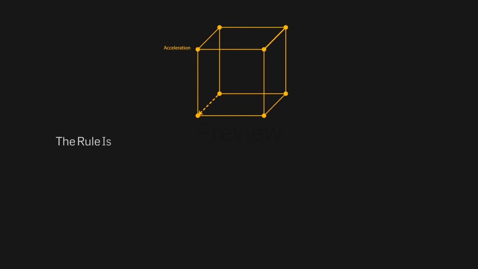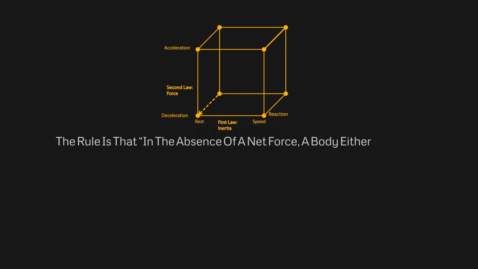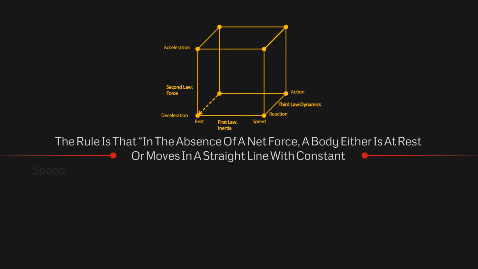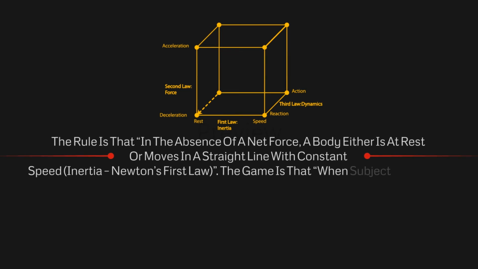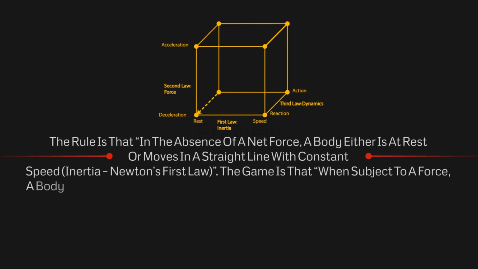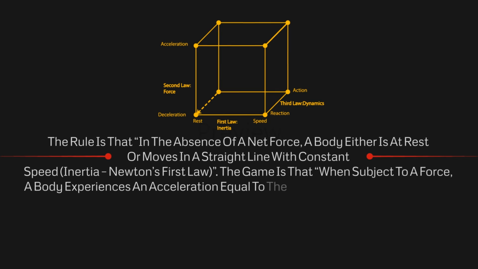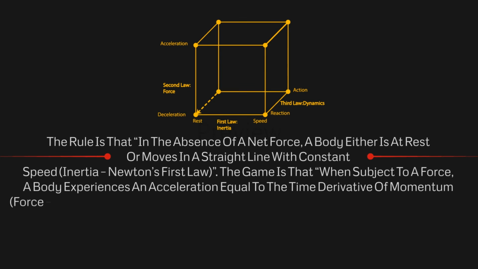The rule is that in the absence of a net force, a body either is at rest or moves in a straight line with constant speed: inertia, Newton's first law. The game is that when subject to a force, a body experiences an acceleration equal to the time derivative of momentum: force, Newton's second law.